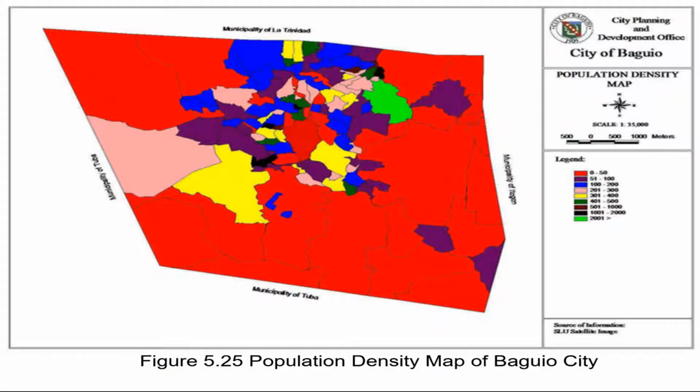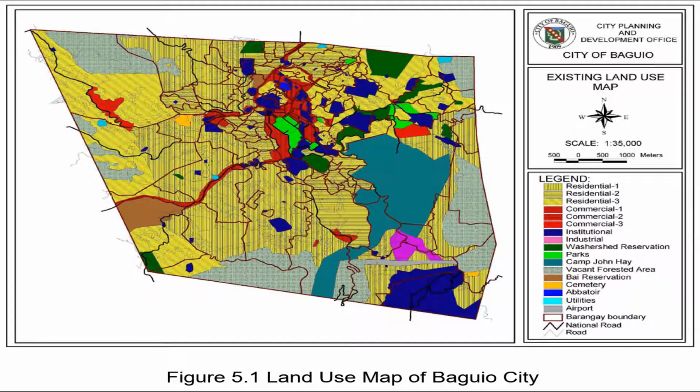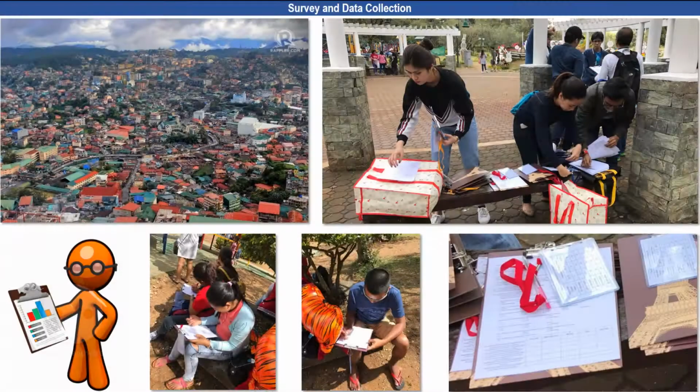The population statistics of Baguio were obtained to help determine the potential locations of the stations for the ART in Baguio. The land use map was also obtained to help determine the best alignment and location of the ART stations. A survey and data collection from 500 respondents were taken in Baguio.